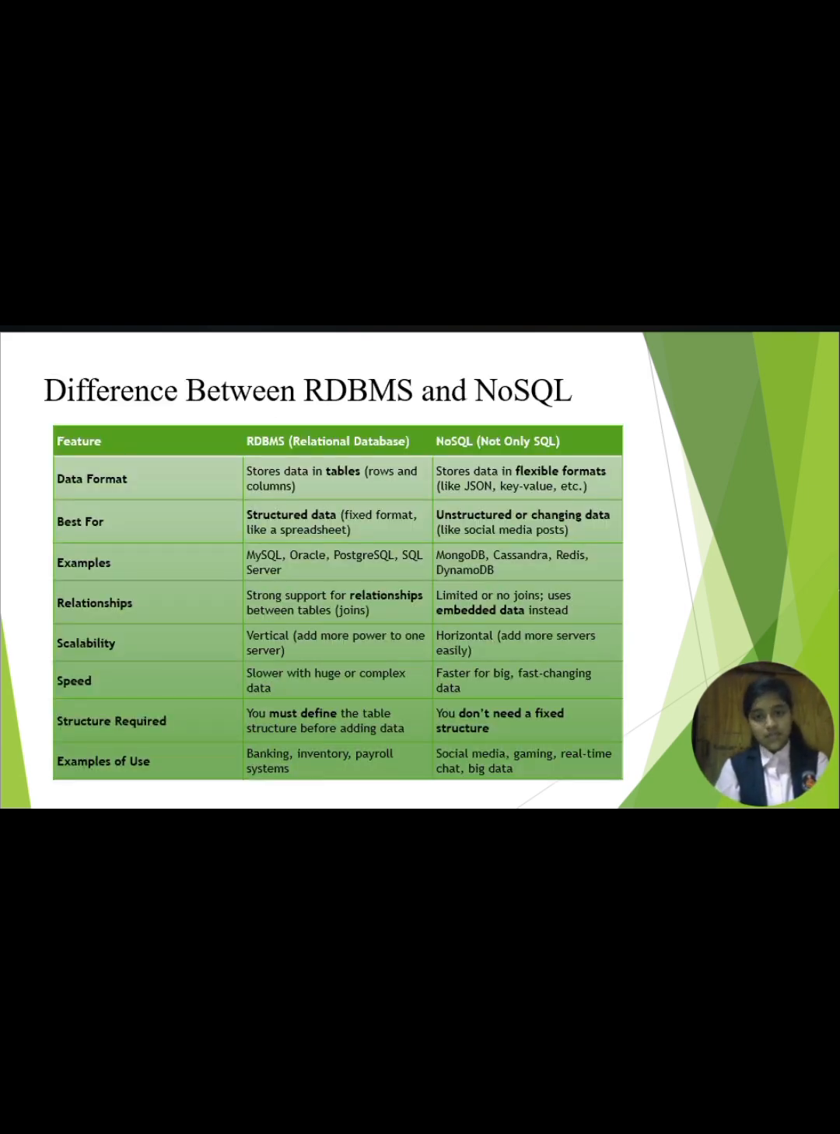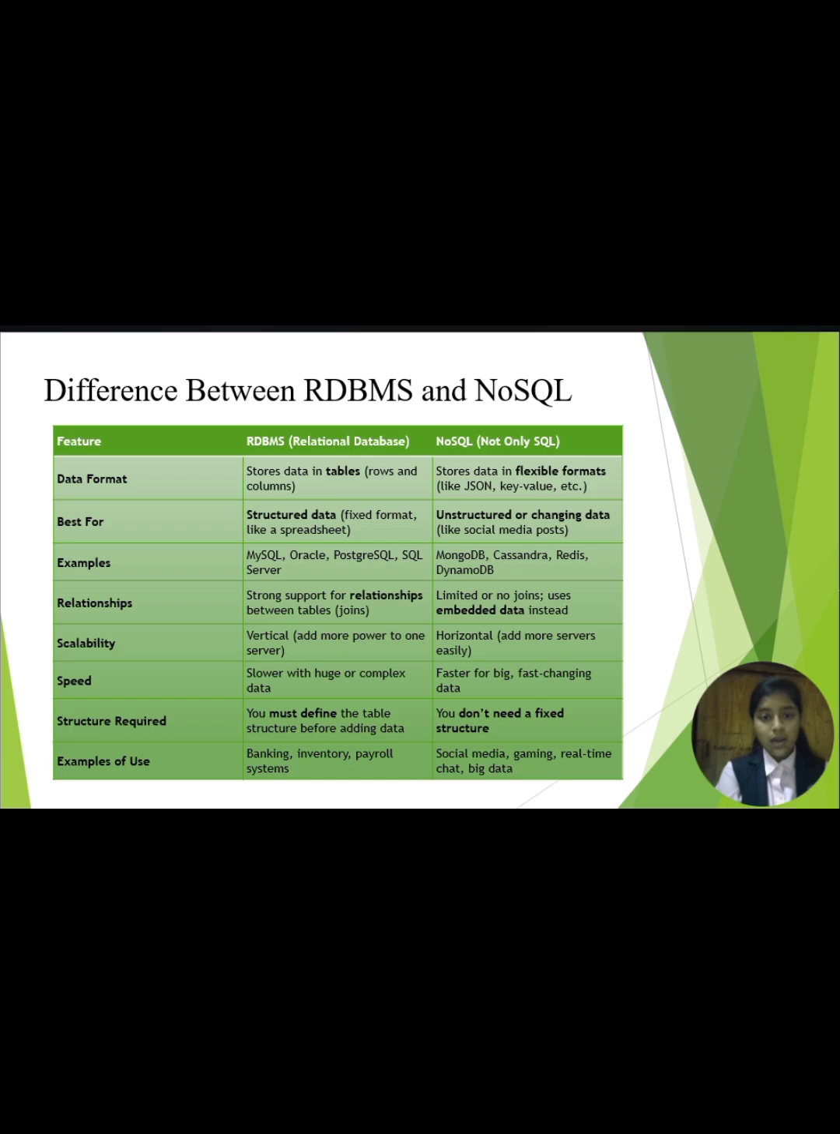Difference between the RDBMS and NoSQL. For the data format, the RDBMS stores the data in tables, that is rows and columns, and the NoSQL stores the data in flexible formats like JSON, key value. RDBMS is the best for structured data, and NoSQL is the best for unstructured or changing data. The examples of the RDBMS are MySQL, Oracle, PostgreSQL, and SQL Server. And the NoSQL examples are MongoDB, Cassandra, Redis, DynamoDB.